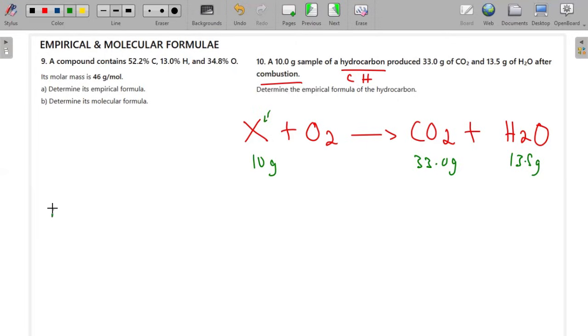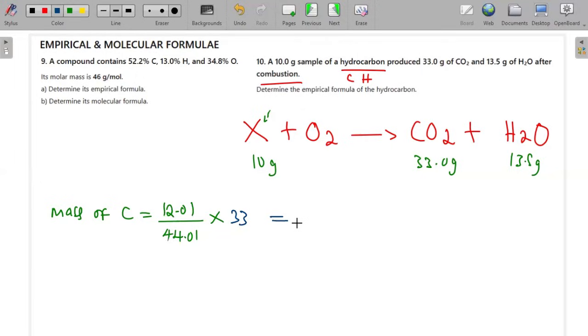So I'm going to say mass of carbon is equal to, okay, so here I'm going to use the ratio of the molar masses of how much carbon is in the carbon dioxide and then multiply by the mass of the carbon dioxide that we are given in the question. So I know that carbon has a molar mass of 12.01 divided by the molar mass of the carbon dioxide, which is just 44.01. Okay, and then this I'll multiply by the mass of the carbon dioxide that I was given in the question, which is just 33, like that.